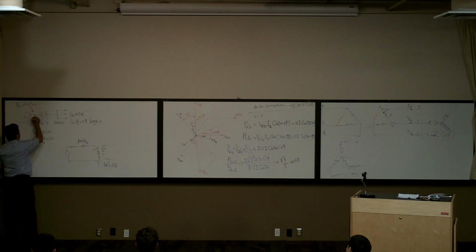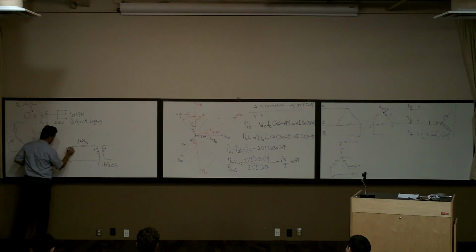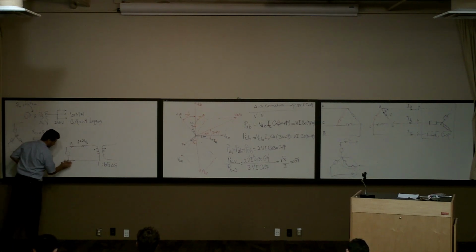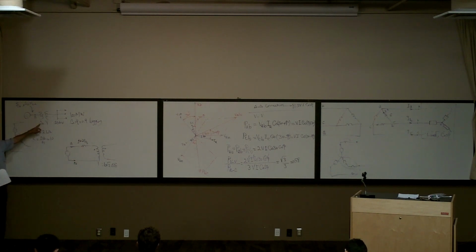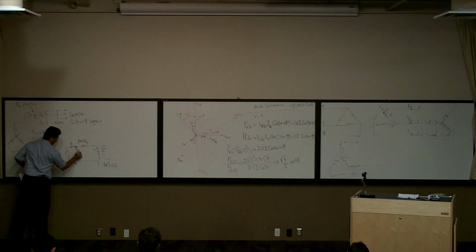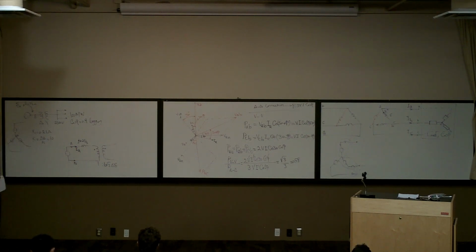Let's call this point A. This is the A, right? And this is the N. Fake N. Why am I saying fake N? Because this is delta, there is no N, right? Now, this one is going to be the line current here, IA, right? This one is going to be IA.